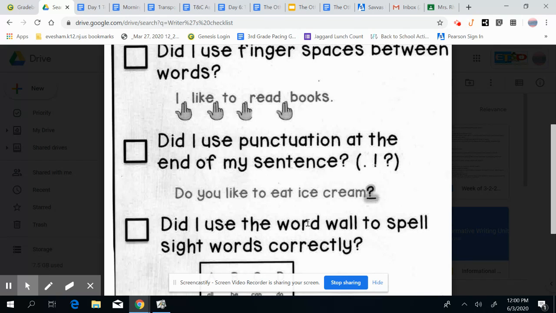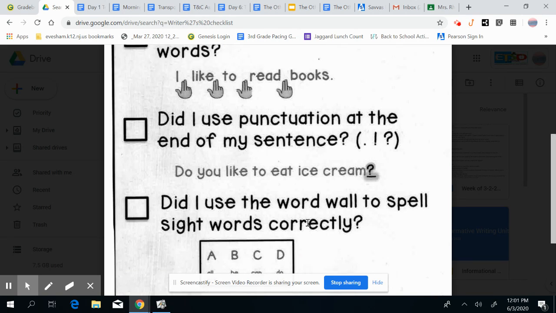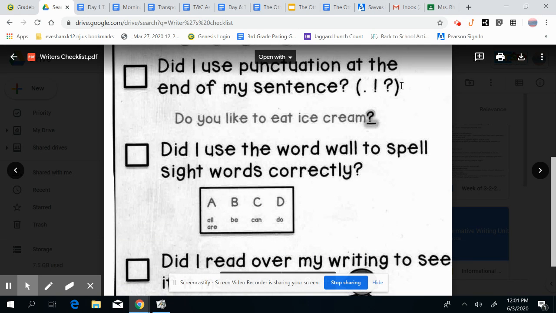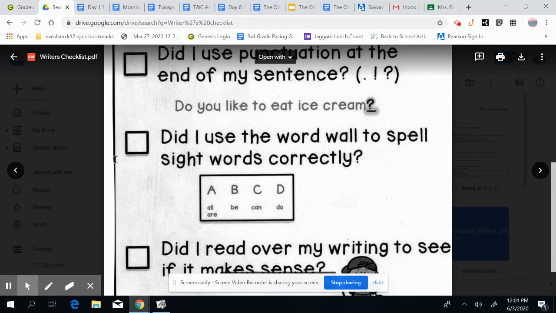I know sometimes we just write and we don't add periods. So when you're reading and you think, okay, when do I want to take a breath? That's where your period should go, or exclamation mark or question mark. So be careful with that.